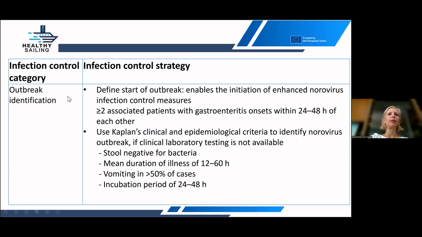Now, about the infection control measures, early outbreak identification is very important. And these are some standards that are used for land-based premises. Of course, when we define this, we have thresholds to define a possible start of the outbreak. This enables initiation of enhanced norovirus infection control measures. Guidelines say that if we have 2 or more associated patients with gastroenteritis onset within 24 to 48 hours of each other, then we have an indication in premises like hospitals that we are going to have an outbreak.